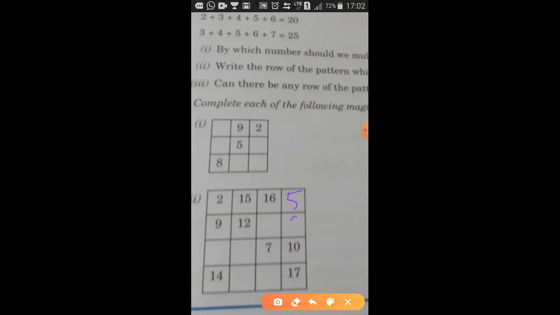This one is 5, this one is 6. Which one can we solve next? We can solve this one next because we already have 3 boxes. 9 plus 12 plus 6, and then the last box is empty. What is 9 plus 12 plus 6? 9 plus 12 plus 6 is 27.